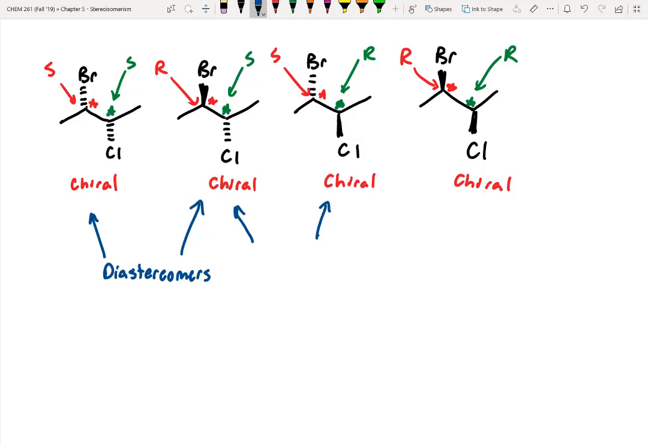What about these two? Tricky. Well, let's look at the red stereocenter. You see how the red stereocenter in one was R and then the other was S? So they're mirror images of one another. The green one in one is S and the other one's R. So they're also mirror images. If they're both mirror images, what does that tell us? They're enantiomers. What about these two over here? These would be diastereomers.